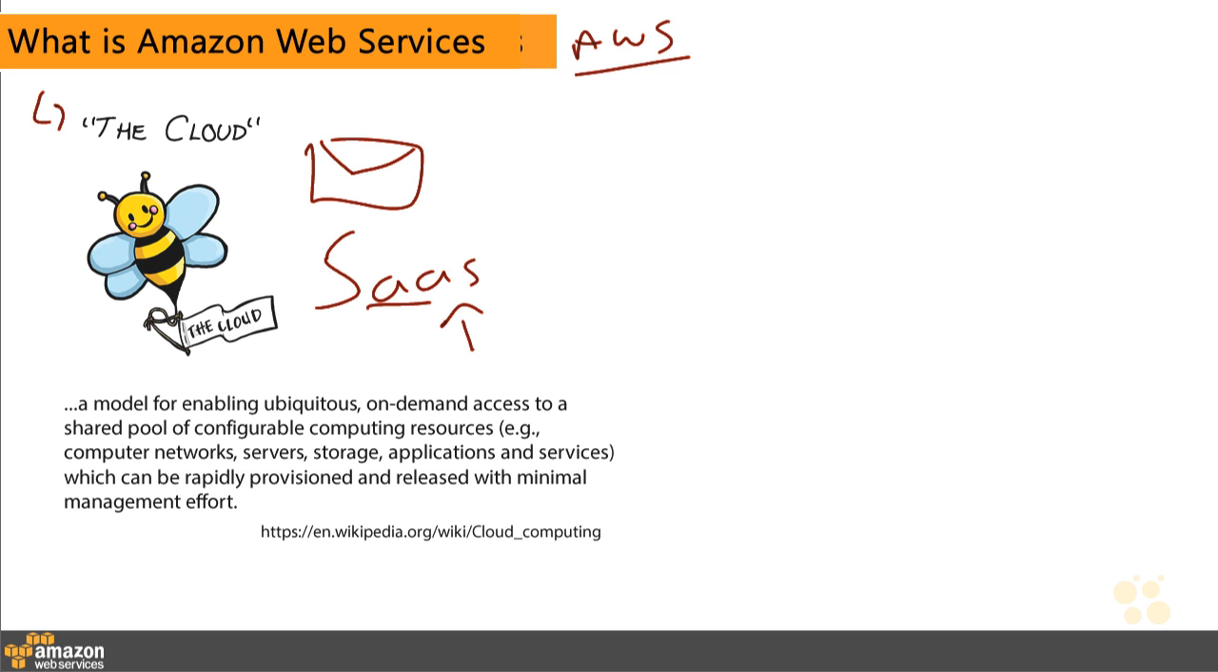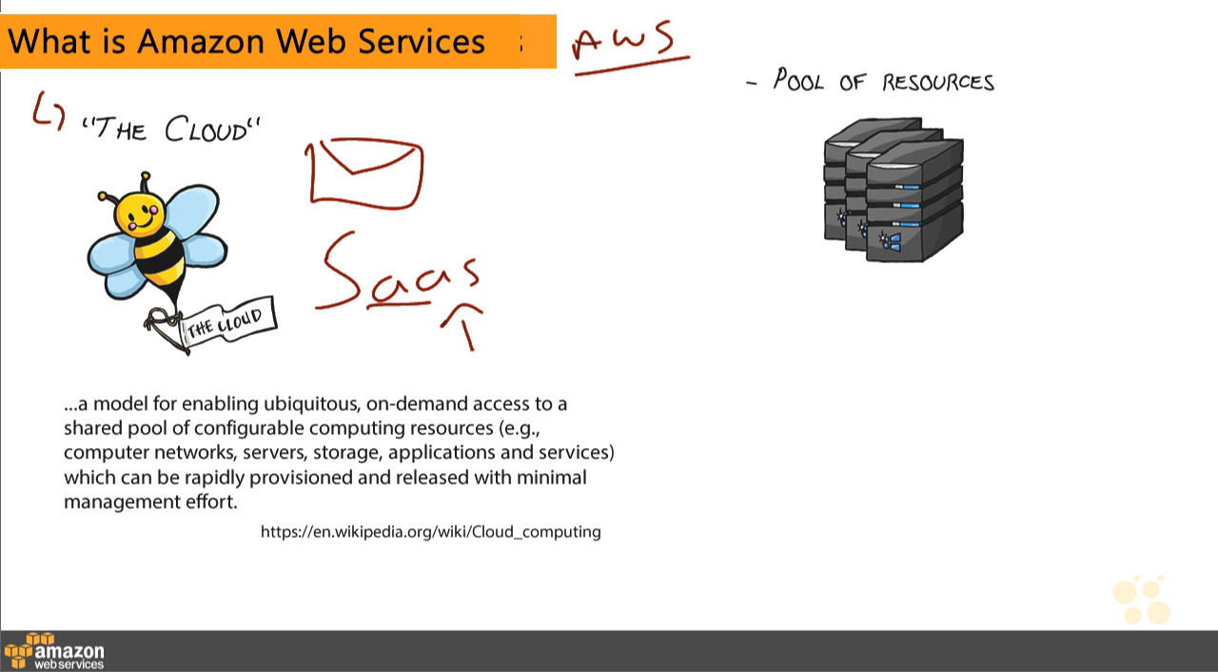So I want to break down the things that I think make the cloud the cloud. I want to break down from this sentence, which again, like I said, is a pretty good definition, what makes the cloud, what makes AWS AWS. And the first thing that we want to talk about is the pool of configurable resources.